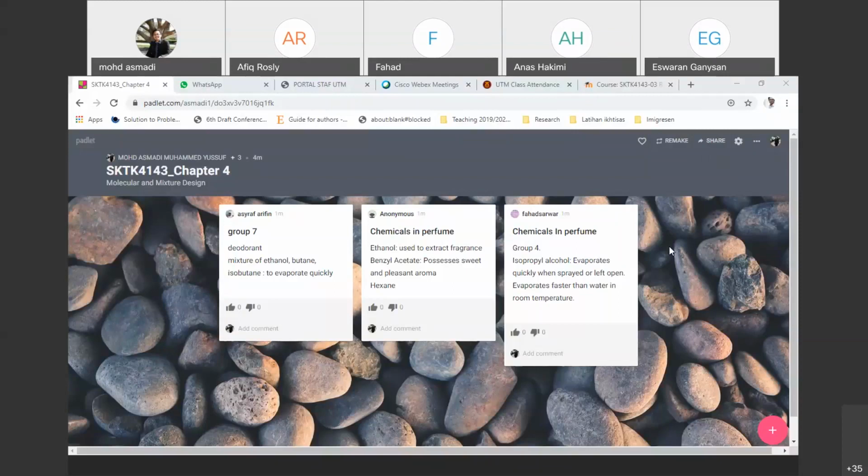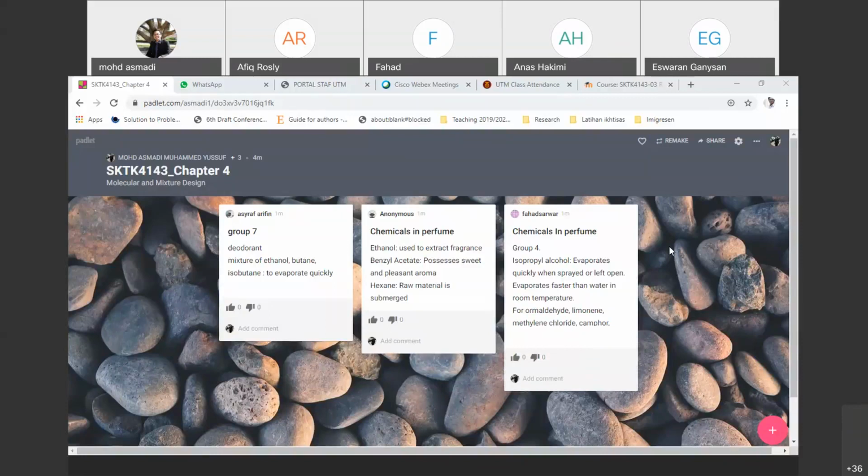Chemical and perfumes. Is that similar? Fahad, what do you say? Is it the same ethanol or isopropyl alcohol or a different group? Can you put the group name? Which group? Group 4. Okay. Isopropyl alcohol evaporates quickly when sprayed or left open. Evaporates faster than water at room temperature.